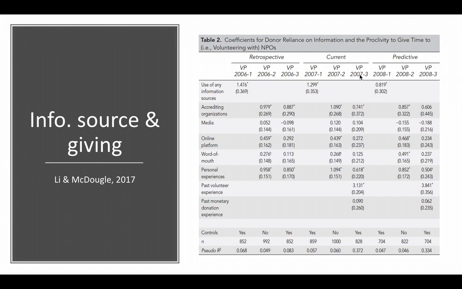That means volunteer in 2007, all right? And these are the independent variables. So this is a multivariable regression model, all right? So this is a regression table. The first one is the accrediting agency, second independent variable median, third one online platform, fourth word of mouth, and fifth personal experience, sixth past volunteer experience, and seventh past donation experience.